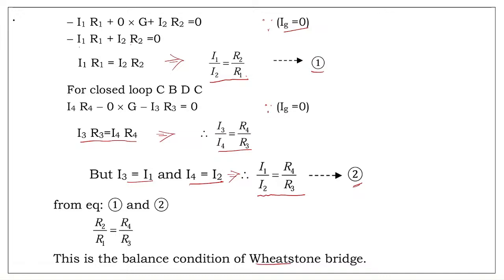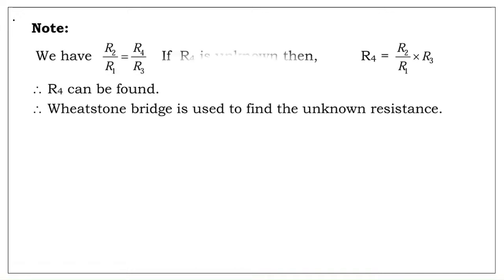This is the balance condition of the Wheatstone bridge. Note: we have R2 by R1 is equal to R4 by R3. If R4 is unknown, then R4 is equal to R2 by R1 into R3. Therefore, R4 can be found. The Wheatstone bridge is used to find an unknown resistance.